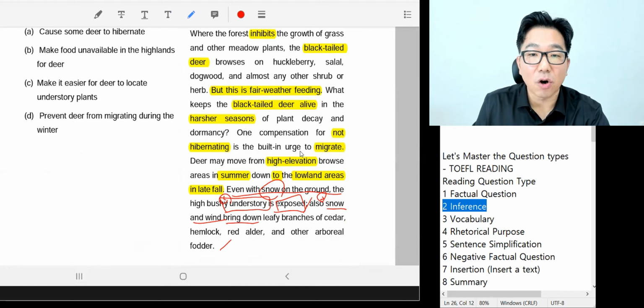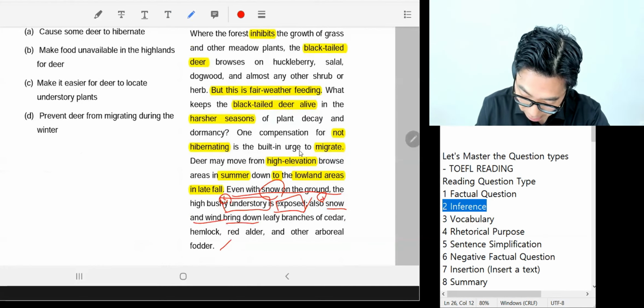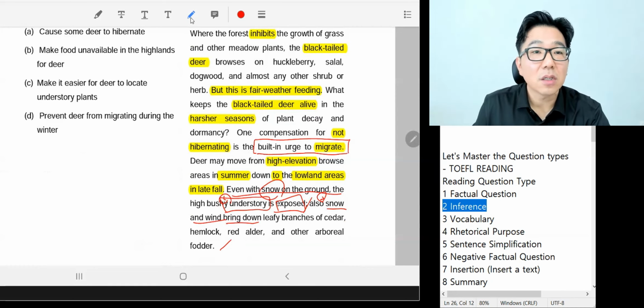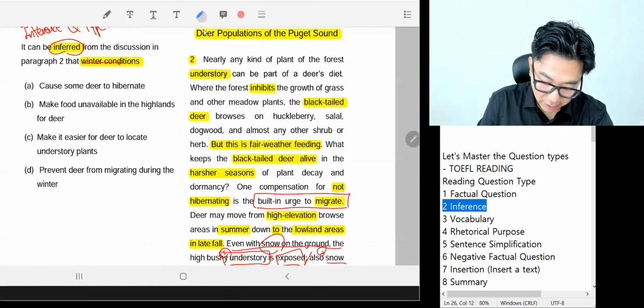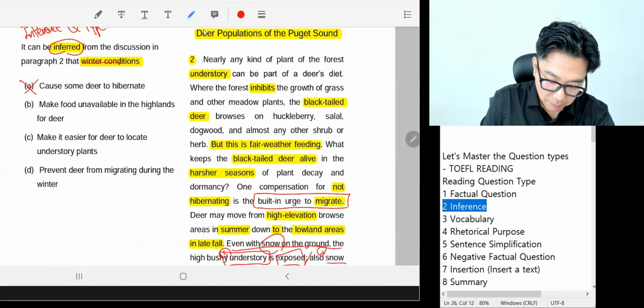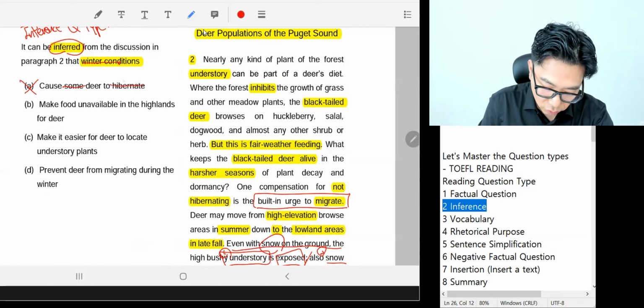One compensation for not hibernating is a built-in urge to migrate. So winter condition encourages them to migrate. So this is exactly opposite. Okay, it causes deer to migrate is correct information. So this is a wrong answer.